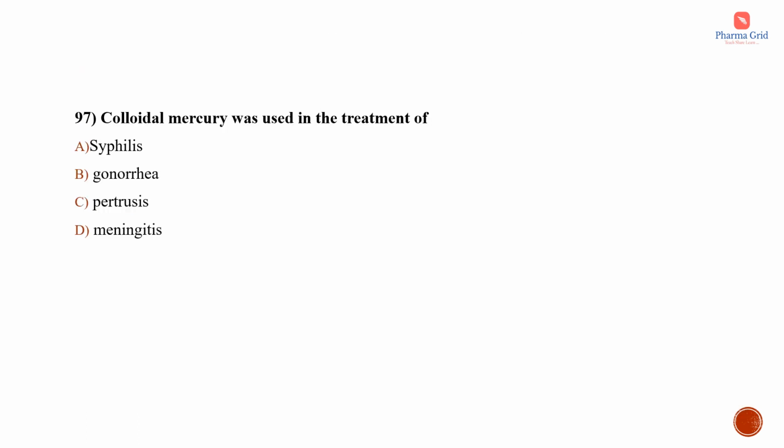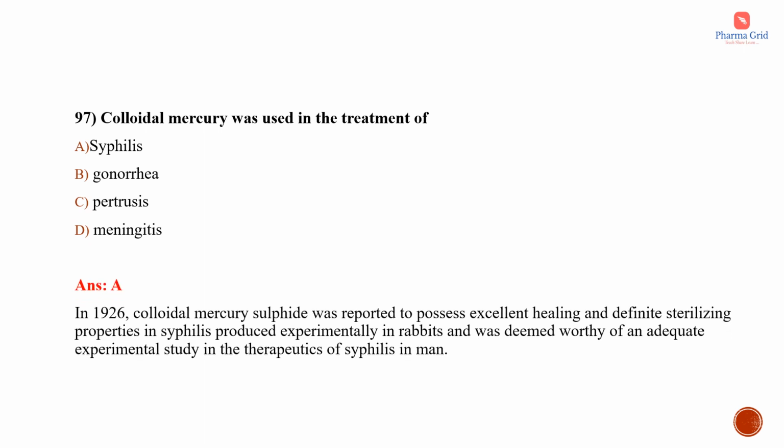Next question. Colloidal mercury was used in the treatment of: syphilis, gonorrhea, pertussis, meningitis. So here the correct answer is option A, that is syphilis. In 1926, colloidal mercury sulfide was reported to possess excellent healing and definite sterilizing properties in syphilis produced experimentally in rabbits, and was deemed worthy of an adequate experimental study in the therapeutics of syphilis in man.